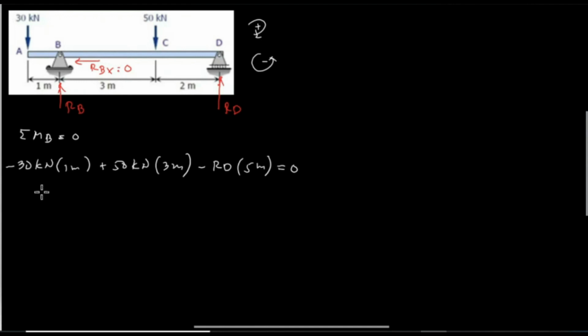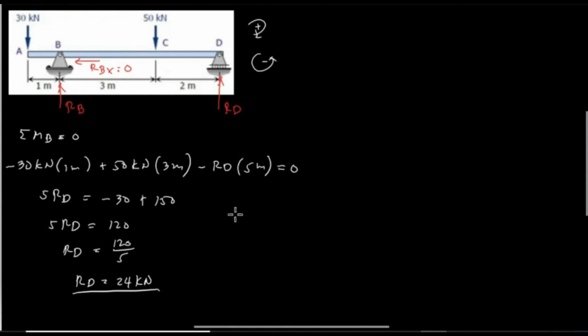Then sum up. 5 RD we transpose to the other side, and it is equal to negative 30 times 1 or negative 30, plus 50 times 3 or 150. And 5 RD is equal to negative 30 plus 150, which is 120, and RD is equal to 120 over 5, and it is equivalent to 24 kilonewton. So RD is equal to 24 kilonewton.